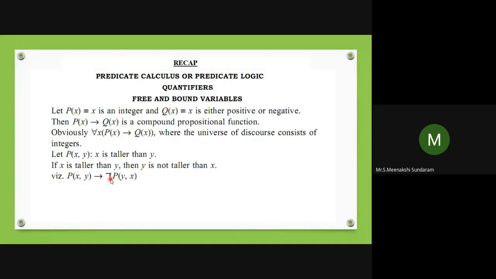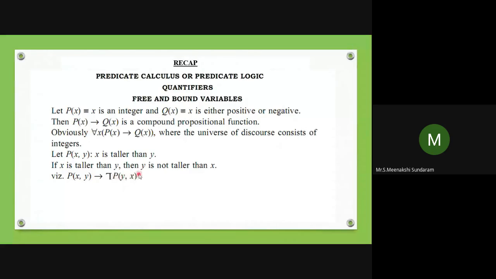So the first term is whatever you write first. Here y is the first. You can write y is the first. y is not taller than x. The first term you write in the first place, and the second variable you write in the second place. So the first place is y. This is x is taller than y. This is y is taller than x. This P(y, x) means y is taller than x.